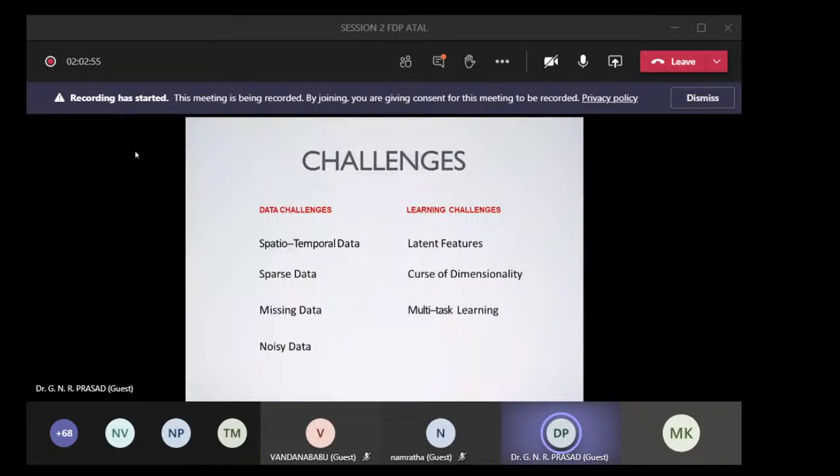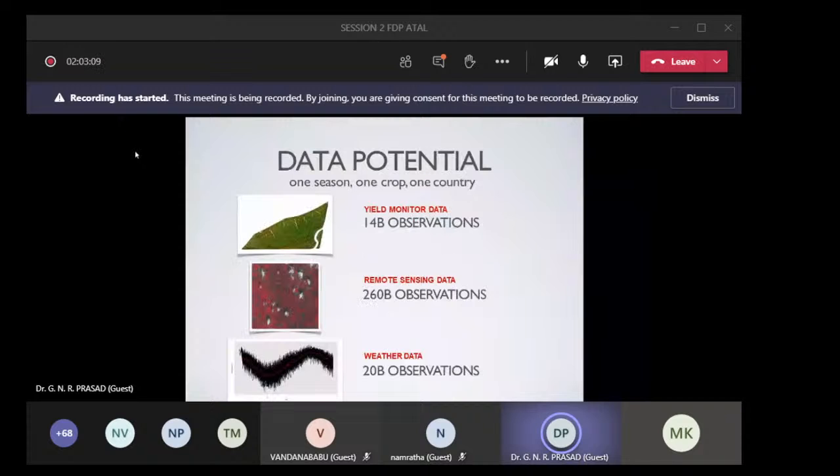What are the challenges here? Data challenges are spatio-temporal data, sparse data, missing data, noisy data. Learning challenges are latent features, curse of dimensionality, multitask. So for one season, one crop, one country, yield monitor data is 14 billion observations, 260 billion observations. Weather data is 20 billion observations.